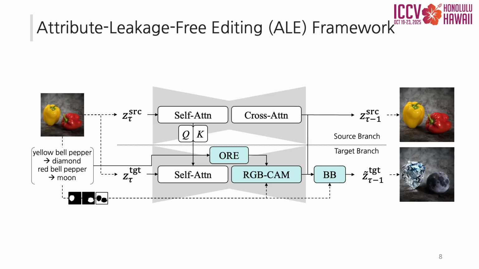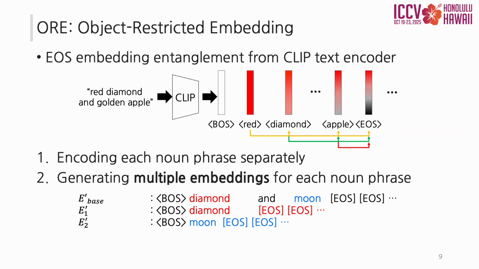To address this, we propose attribute leakage-free editing called ALE, which consists of three key components: ORE, RGB-CAM, and BB. The first component, object-restricted embedding, separately encodes the prompt for each target object to produce multiple embeddings. For example, if the target objects are a diamond and the moon, we create one embedding for the diamond and another for the moon. And we also generate the base embedding for the background.